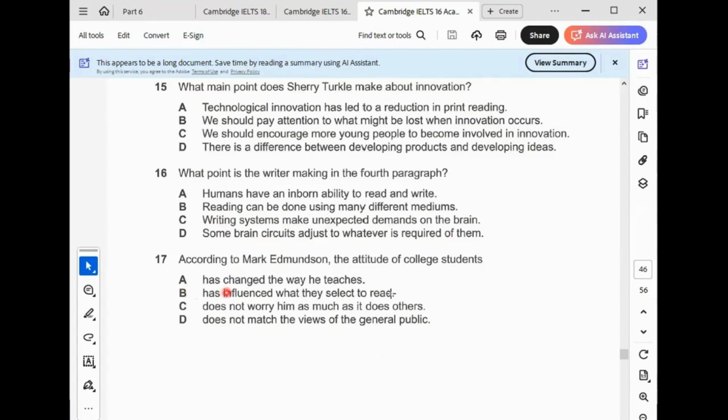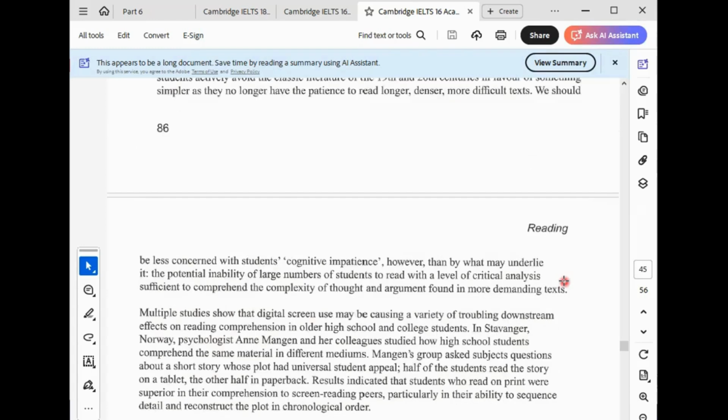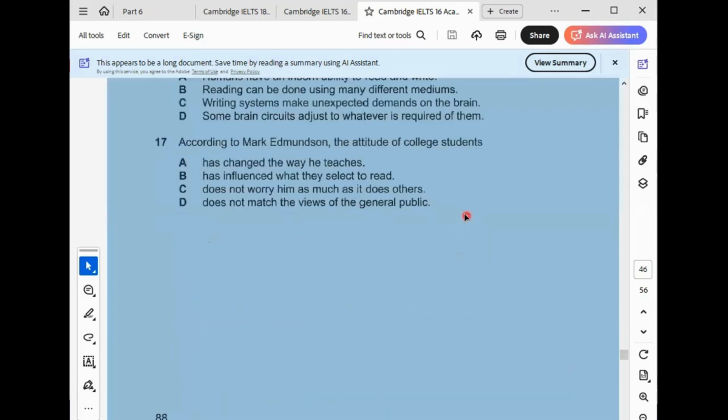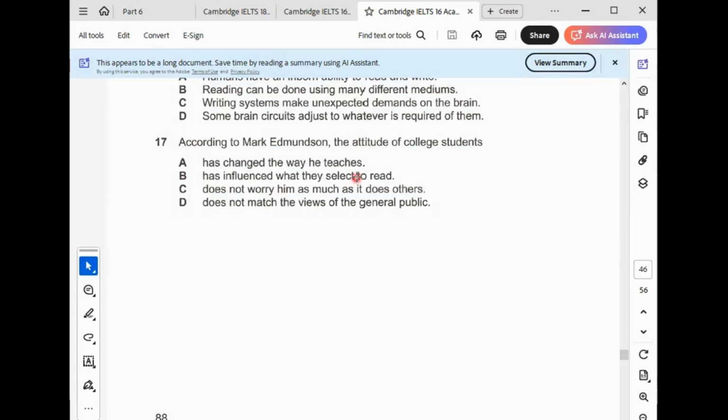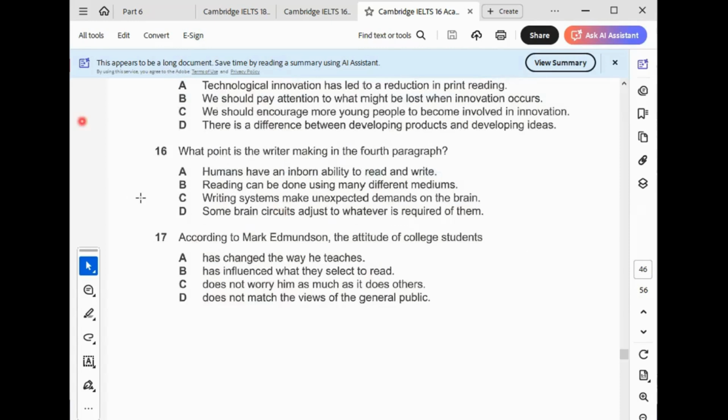Has influenced what they select to read. Look at it here: they actively avoid classic literature of the 19th and 20th century. They avoid it in favor of something simpler, as they no longer have the patience to read longer and denser stuff. So, can you see that? That cognitive impatience has influenced what they choose to read. So for me, number 17 should be option B. Let me write out my answer and then we'll check the answer at the back and see which one is correct and which one is not correct.